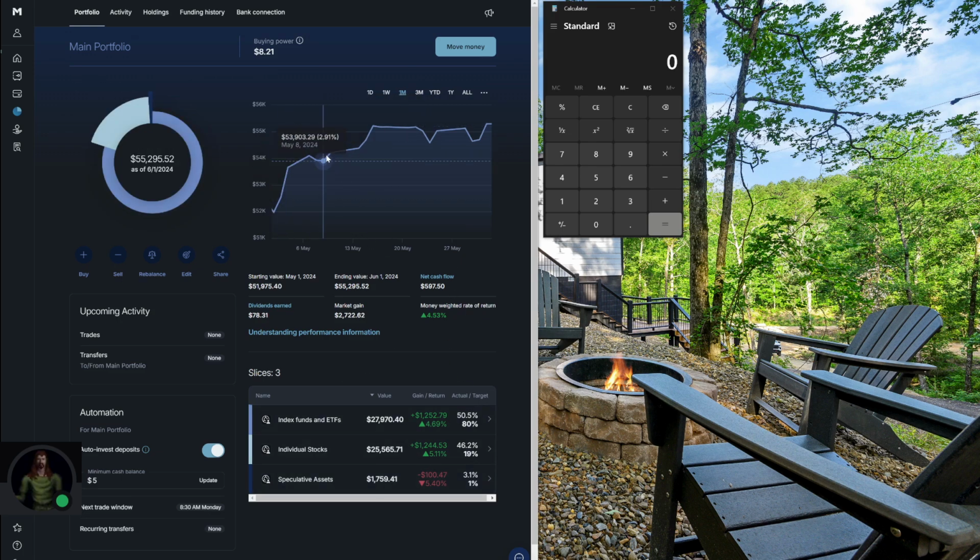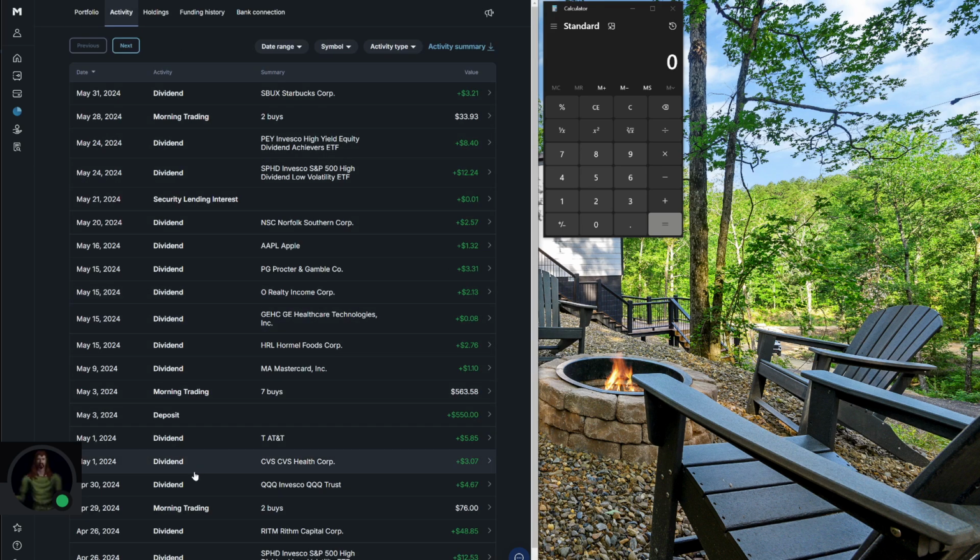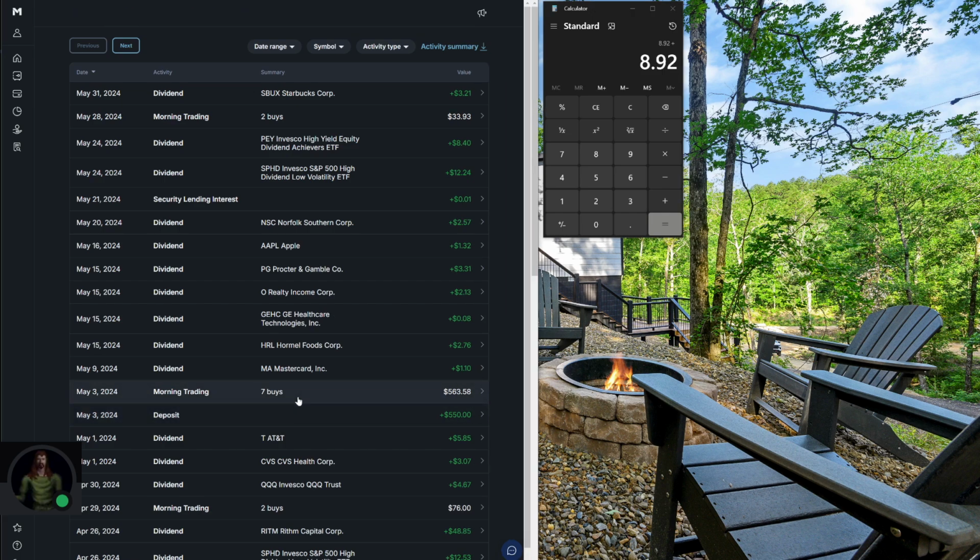So let's dive into the activity feed and see what dividends we got paid out last month. First off the bat, we got $3.07 from CVS, $5.85 from AT&T. This is where I did my deposit. Oh, I stand corrected. This account I put $550 a month in. I'm sorry, I said $600, but it's $550.